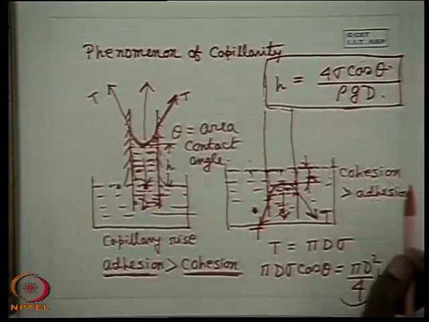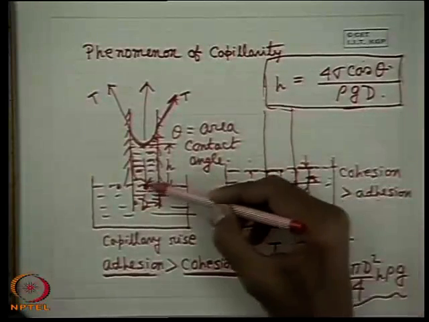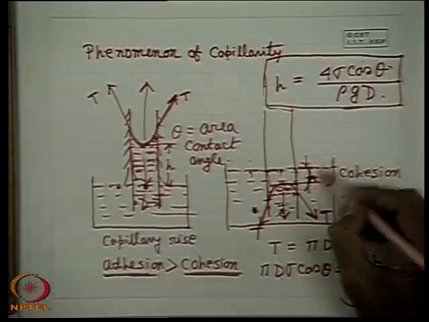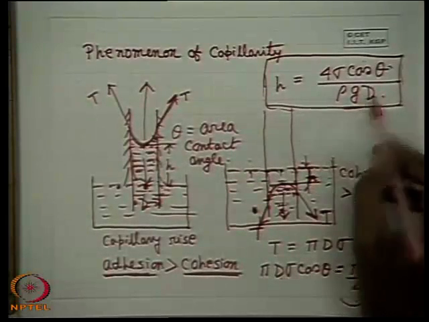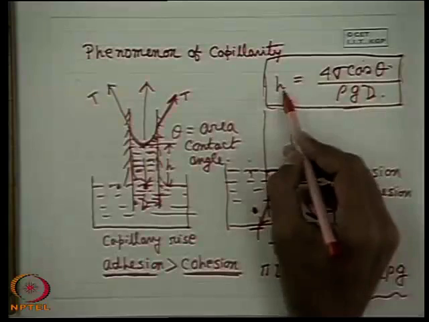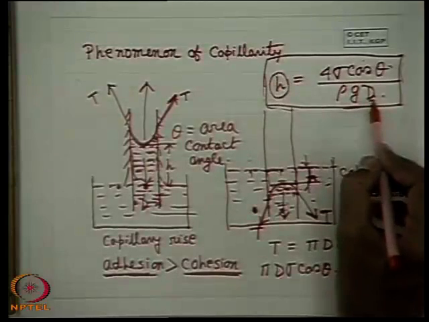So here one interesting phenomenon comes, that the capillary rise or the capillary depression h is inversely proportional to d for a liquid of a particular value of sigma. So therefore this is observed only in small diameter tube.